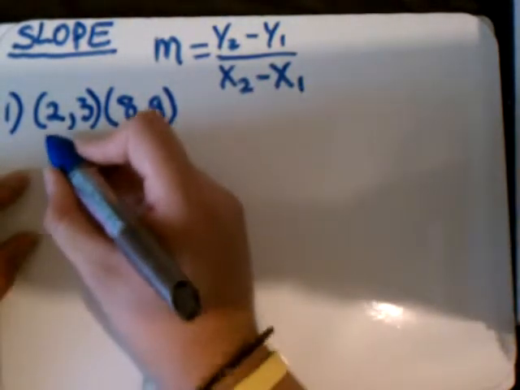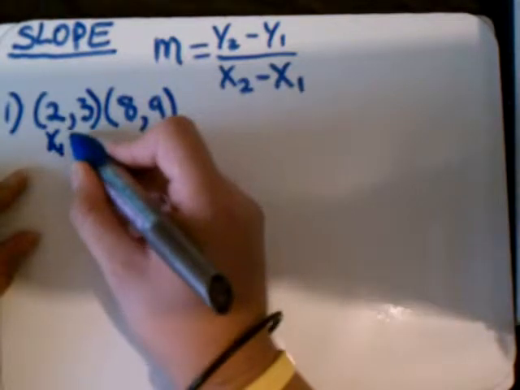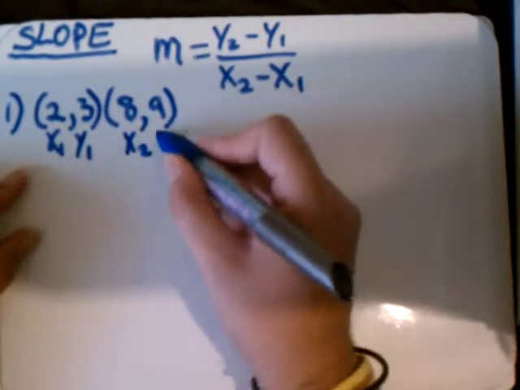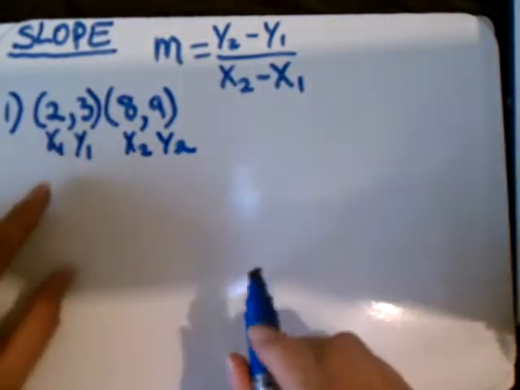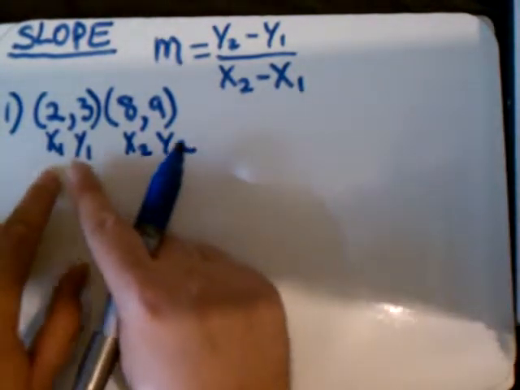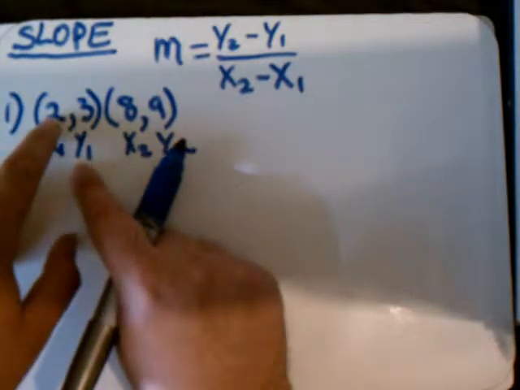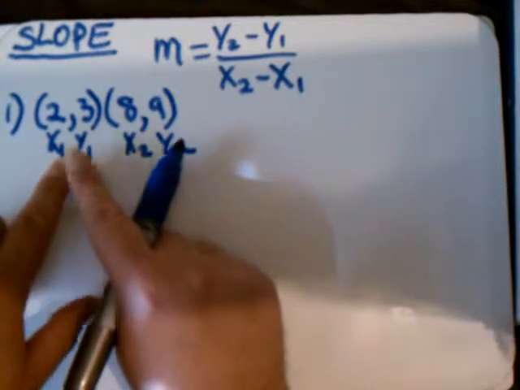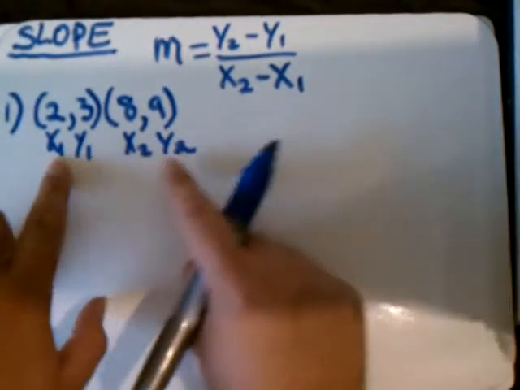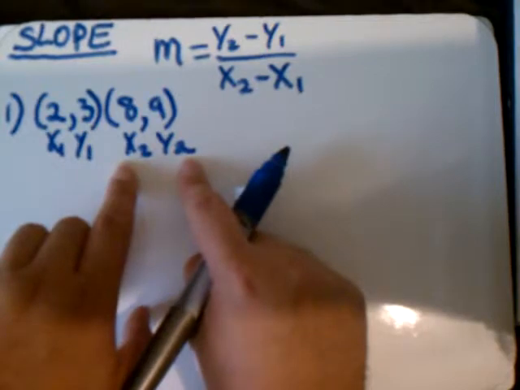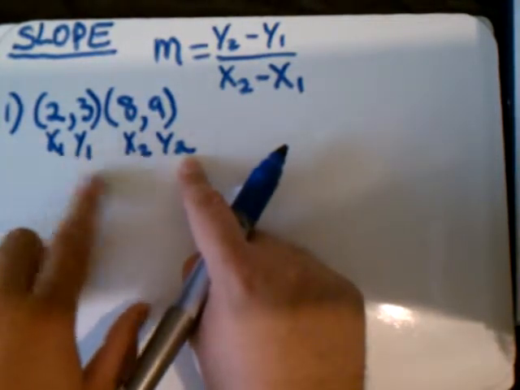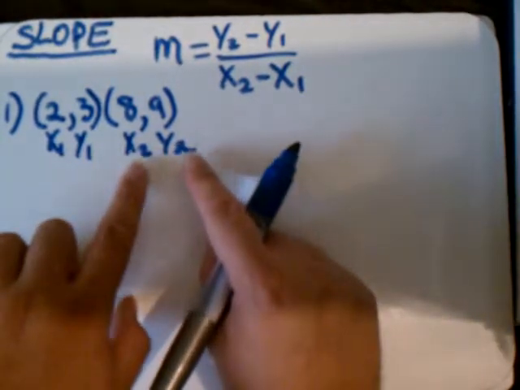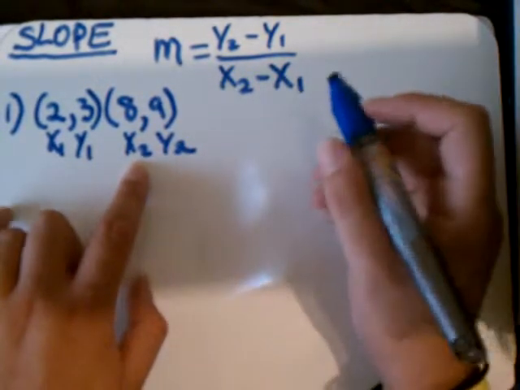I always like to say this is x1, y1, x2, and y2. Okay? Remember, the first number is the x, the second number is the y. And always, if you put x1 here, the y has to have a 1. In this case, x2, the y has to have a 2. Okay? You cannot mix them up like x1, y2. It doesn't work like that. x1, y1, x2, y2. Okay?